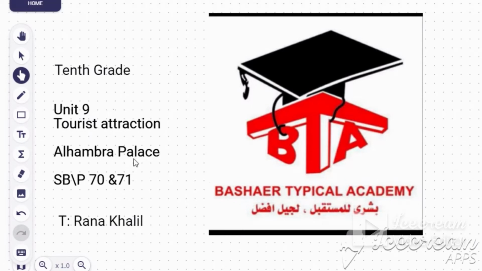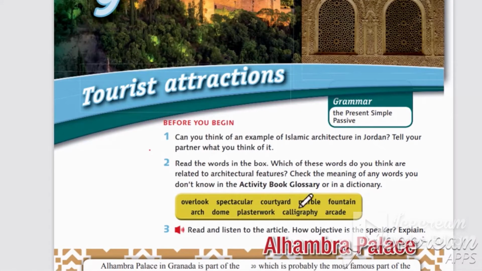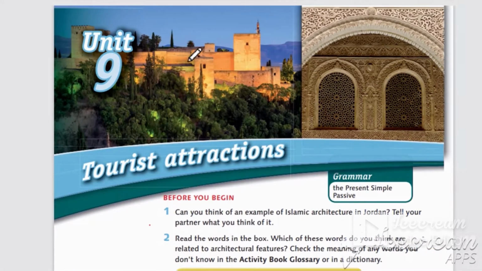First of all, open your student's book, page number 70, and look at the pictures. Look at the pictures يا مس, and these two pictures are from Alhambra Palace. Now, before you start, can you think of an example of Islamic architecture? Islamic architecture in Jordan. فن عمارة إسلامي موجود وين؟ في الأردن. Tell your partner what you think of.